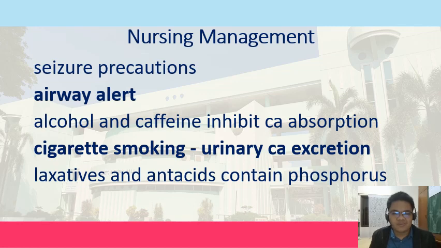So when I say seizure precaution, the side rail should be padded. Side rail should always be up for safety. Call bell should be within reach. The bed should be in the lowest position. Then you need to have your suction catheter and suction machine on standby at the bedside along with your oxygen supply. Okay, then you will have airway alert.